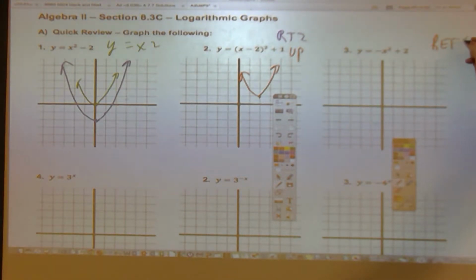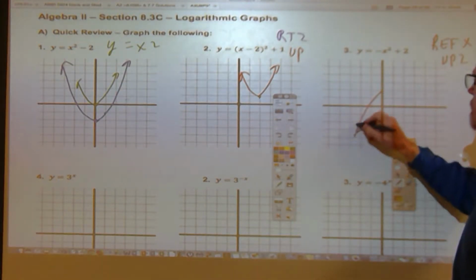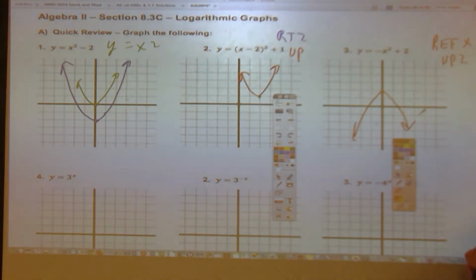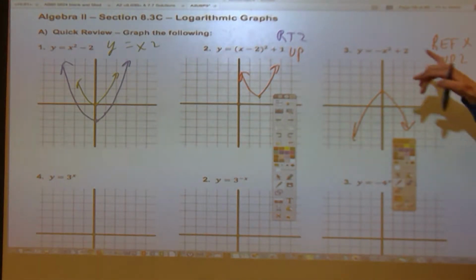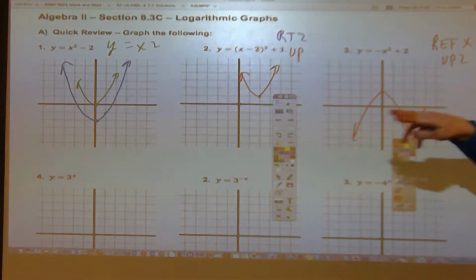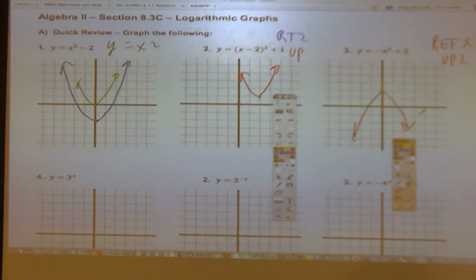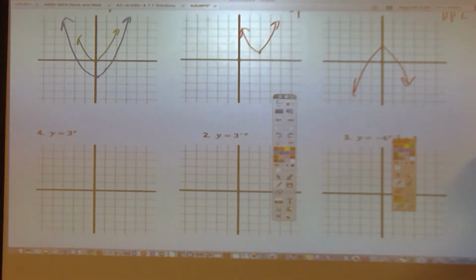Hopefully you're doing a reflection over the x-axis followed by up 2. And it's going to end up looking like this. Any questions on the first 3 problems? Reflect over x, shift up 2. All right. Yes, Anna, go ahead. On the first one, why are there 2 graphs? Oh, I just put the parent graph on there, y equals x squared, and shifted down 2. Further questions? You have to have the final answer, and that's it.